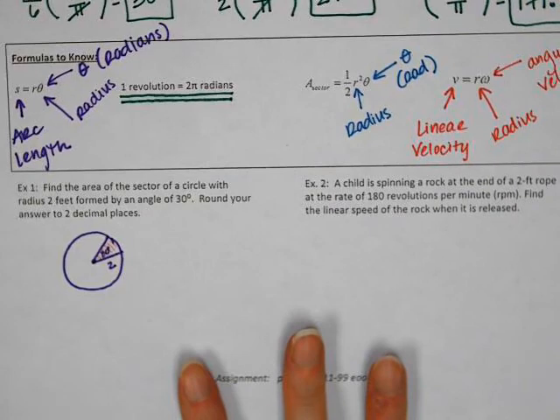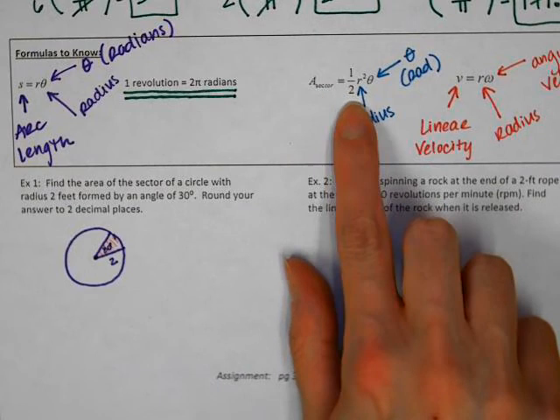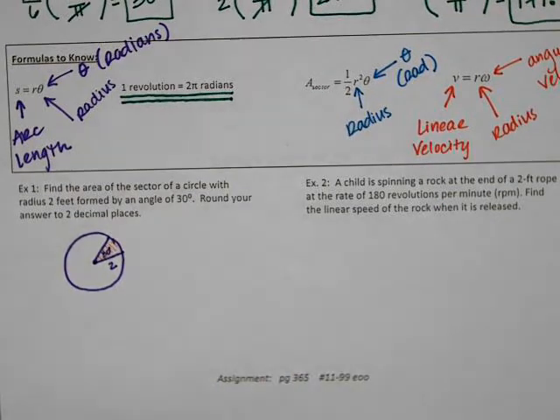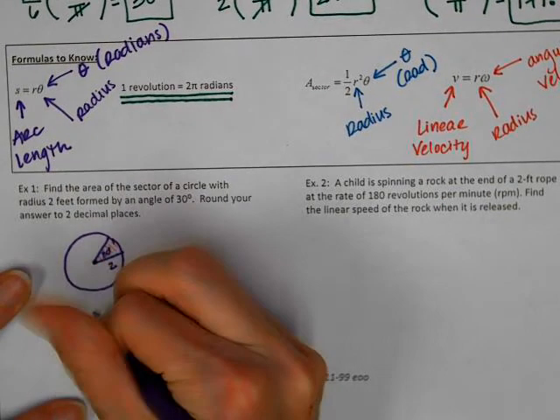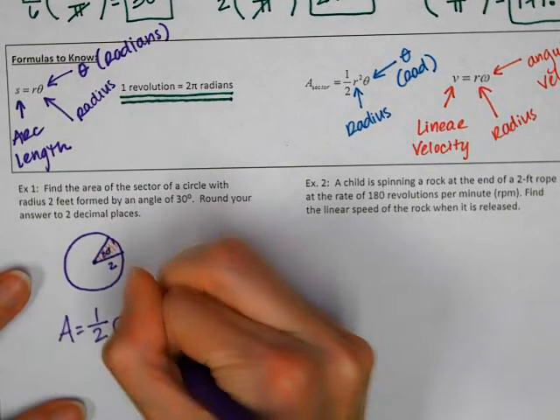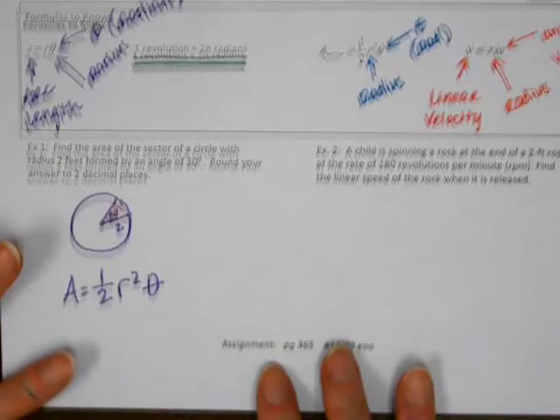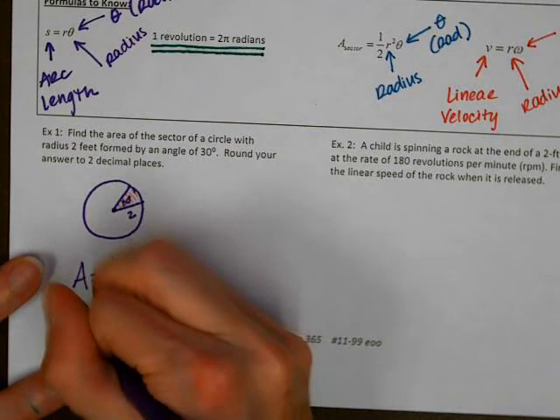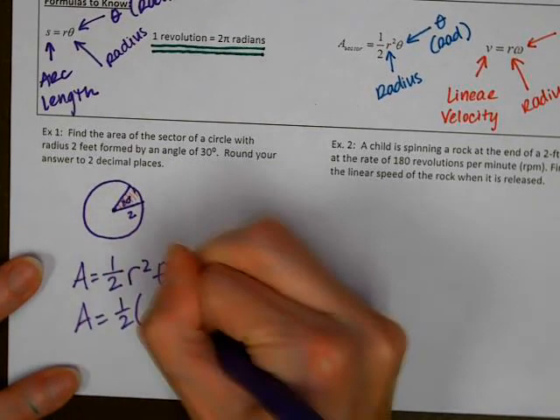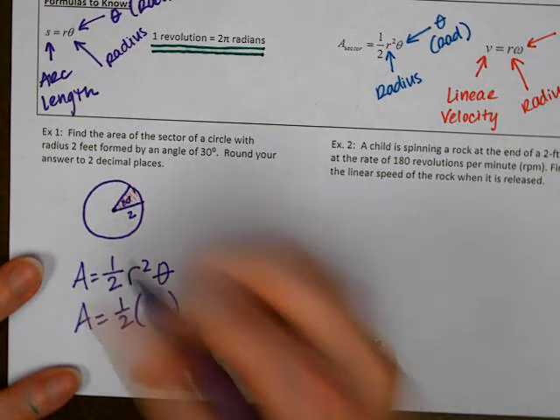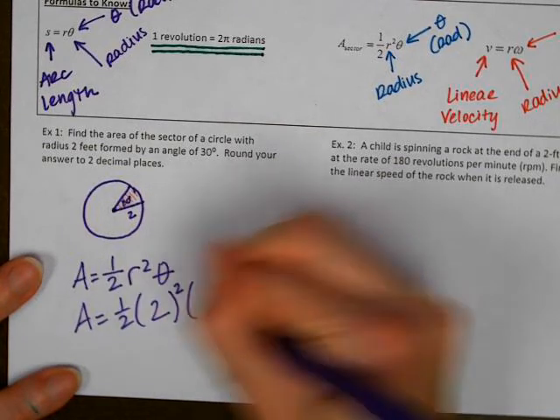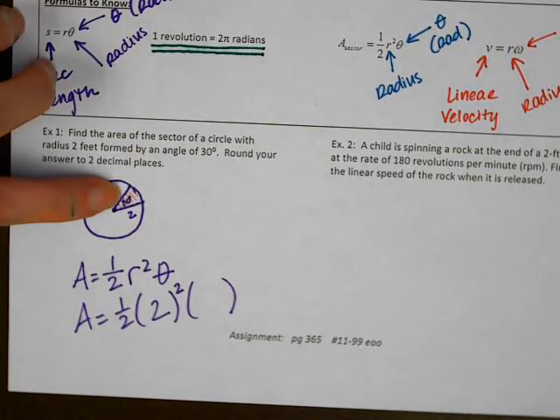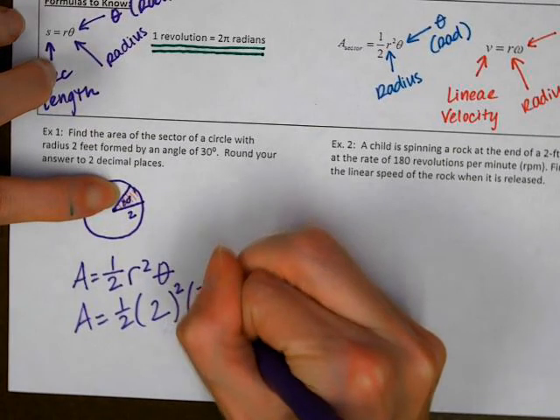Okay, so let's use our formula. Area of a sector is 1/2 r squared theta. So area equals 1/2 r squared theta. All right, so what can we plug in for r? So r is just the radius. The radius is 2, so 2 squared. And then theta is the degree, but it has to be in radians. So what's 30 degrees in radians? That's pi over 6.